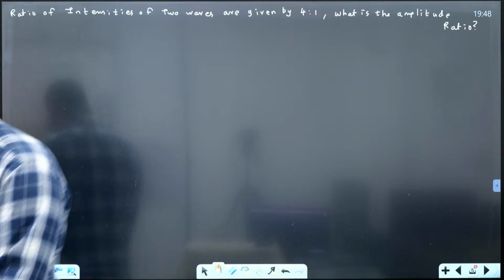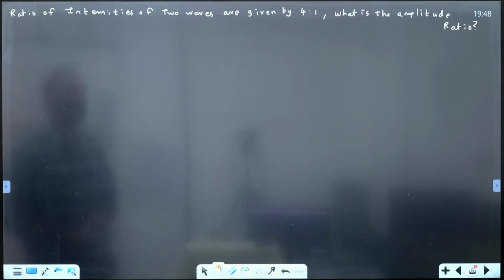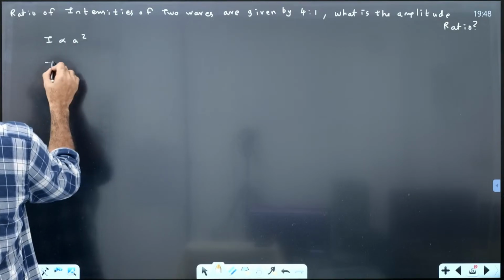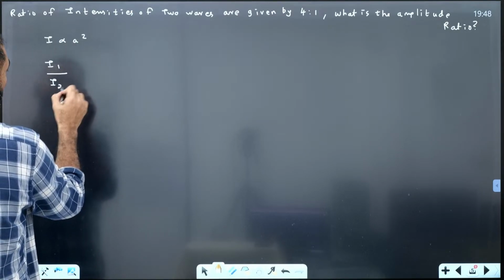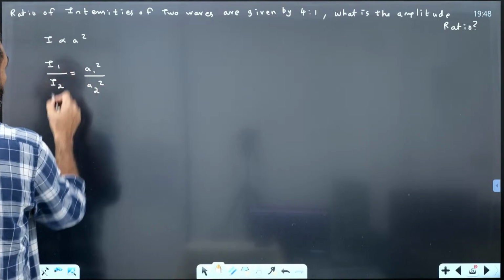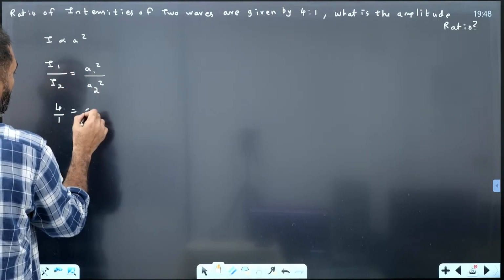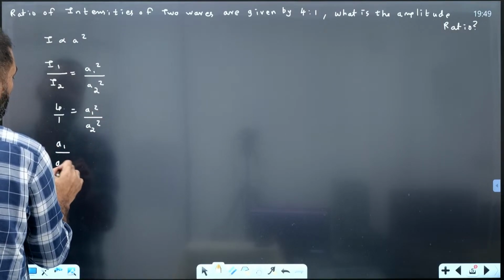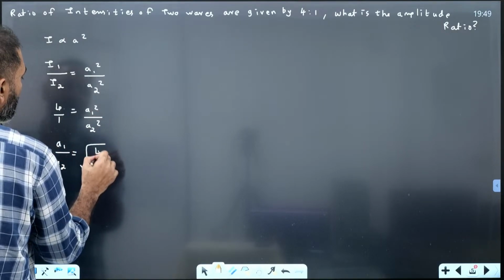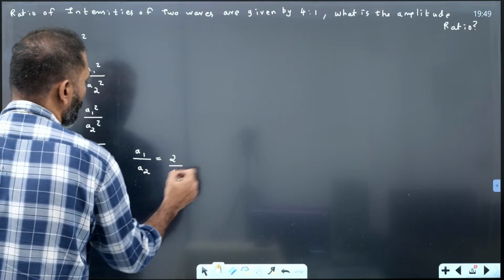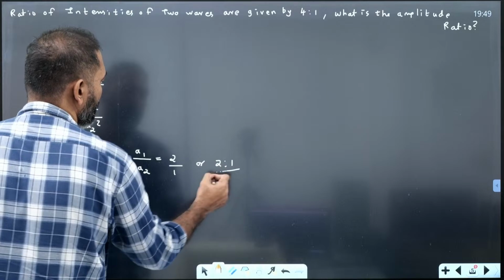What is the equation connecting them? Intensity is directly proportional to square of amplitude. So I1 by I2 is equal to A1 square by A2 square. Given I1 by I2 is 4 by 1, equal to A1 square by A2 square. So A1 by A2 is equal to root 4 by 1, which is 2 by 1 or 2:1. Any doubt?